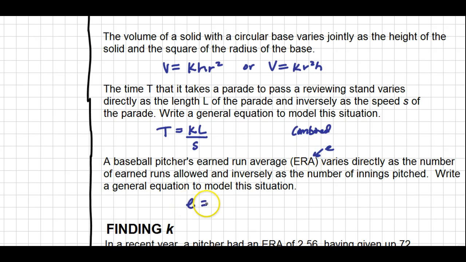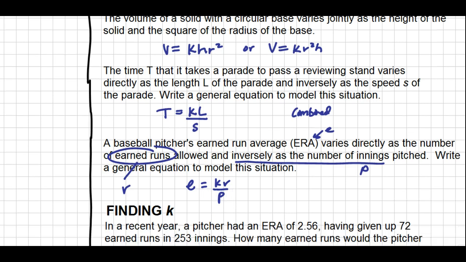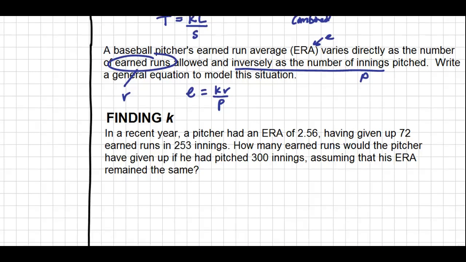So I'm going to say E equals, and it says directly as the number of earned runs. So I'm going to say KR, and the earned runs I'm going to label as R. Inversely as the number of innings pitched. So I'm going to call that P. It is inverse, so I need to divide by the P. Now I'm going to utilize that equation to find a value for K and answer the question.